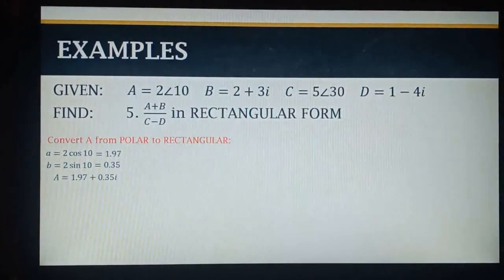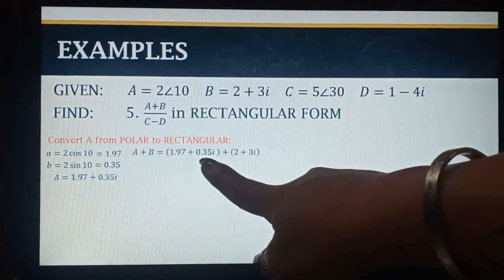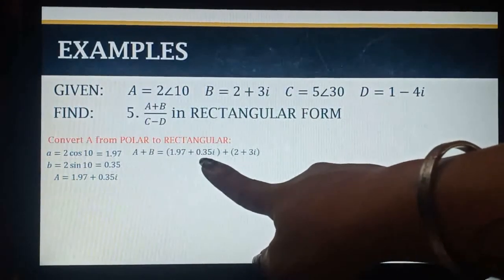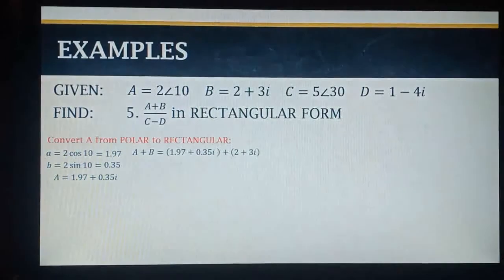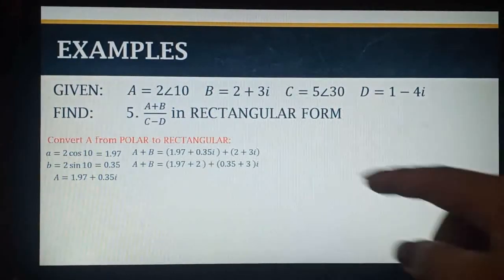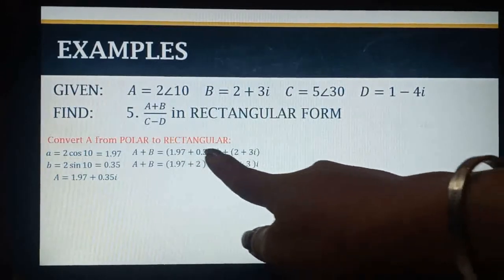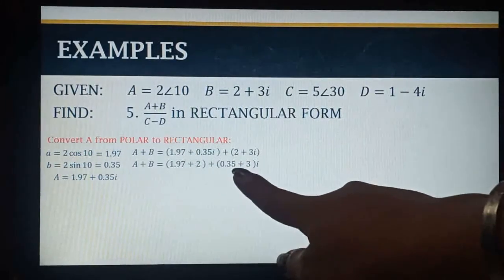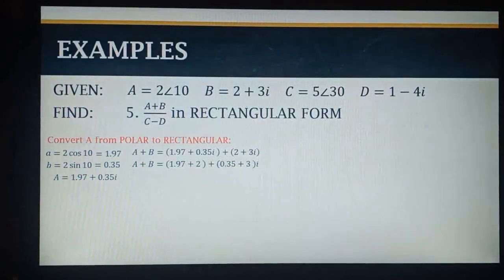Since naka-rectangular na si A at naka-rectangular din si B, pwede tayo mag-add. So you have to do A plus B. So that is 1.97 plus 0.35i plus 2 plus 3i. So you will have 1.97 plus 2, which is the real part, then 0.35 plus 3, which is the imaginary part. Therefore, A plus B is 3.97 plus 3.35i.